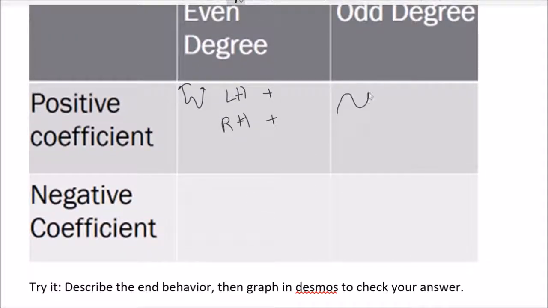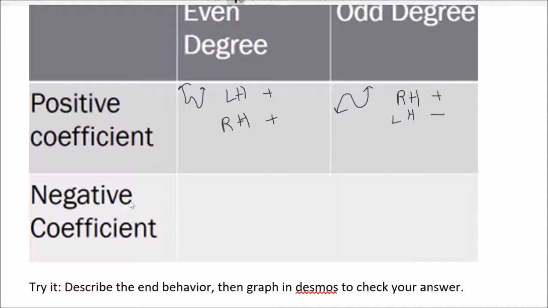It was something like this. So the right hand was going up, so we say right hand positive. Left hand was going down, so we say left hand negative. So when it was even, they were the same. We saw that in the very beginning. That was in number 1.